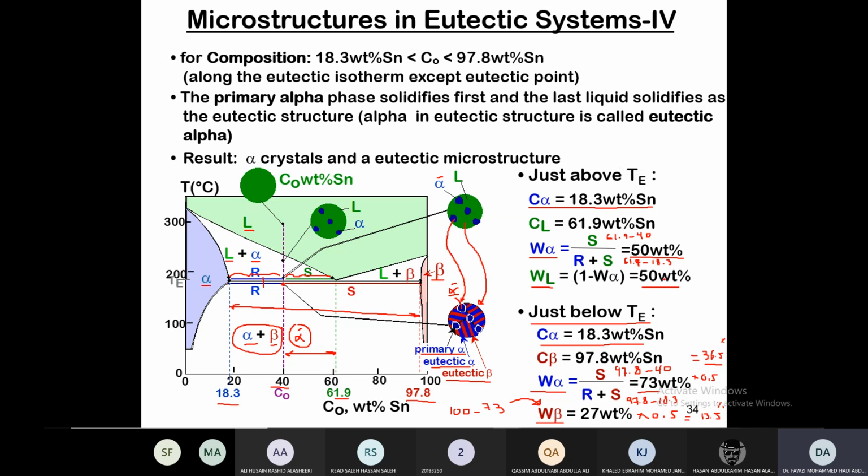If the liquid was, let's say, 40%, suppose just above the eutectic isotherm we had 40% liquid and 60% of course alpha prime, then what I would have done here is different. If we are doing this calculation, we are going to multiply by 40 divided by 100. That is, we multiply by 0.4, because it constitutes only 40% of the microstructure.